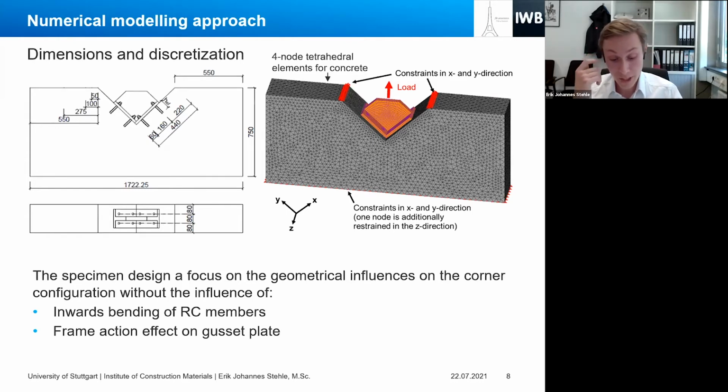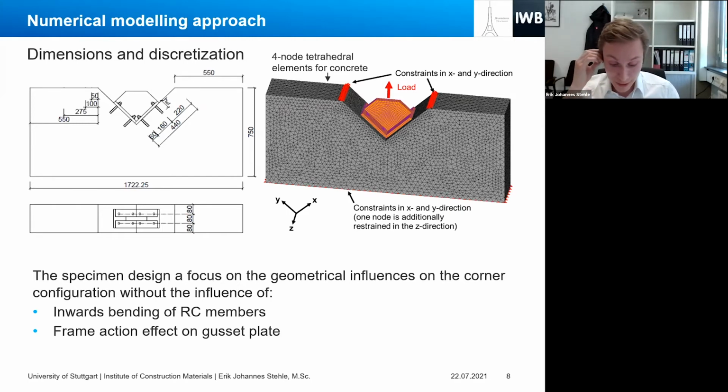Furthermore, there was no reinforcement considered in the specimen. So basically, this approach really allows us to put the focus on the geometrical influences of such a corner configuration. Of course, in a second, later step, we can also investigate the other effects as well. But in my opinion, it doesn't really make sense to do it all in one go, it was better to do it step by step.